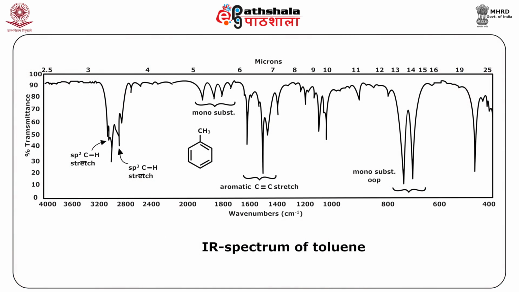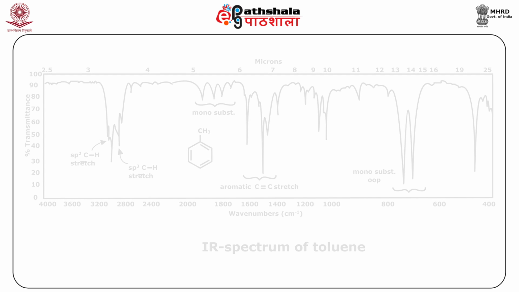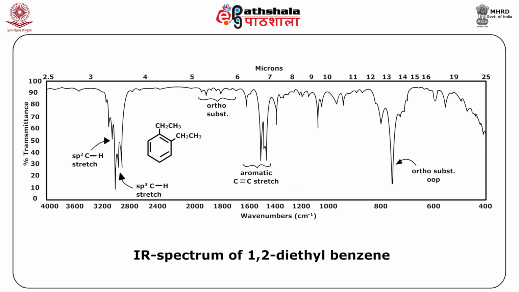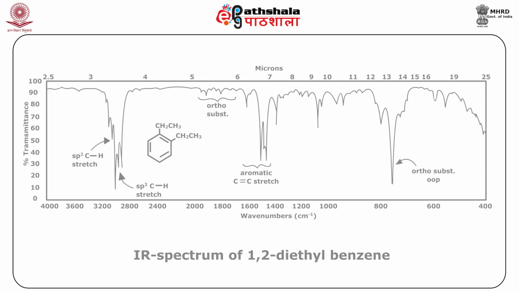Now, mono-substituted benzene derivatives exhibit strong absorption bands in the regions 690 to 710 centimeter inverse and 730 to 770 centimeter inverse. The absence of any band at 690 centimeter inverse indicates the absence of mono-substituted phenyl rings in the sample. 1,2 di-substituted benzenes give one strong absorption band in the region 735 to 770 centimeter inverse, but no band in the region 690 to 710 centimeter inverse.